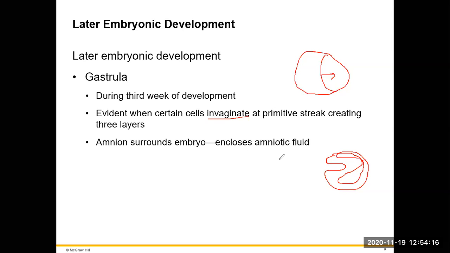And the amnion surrounds the embryo. So this embryo is actually surrounded by the amnion with its own fluid.